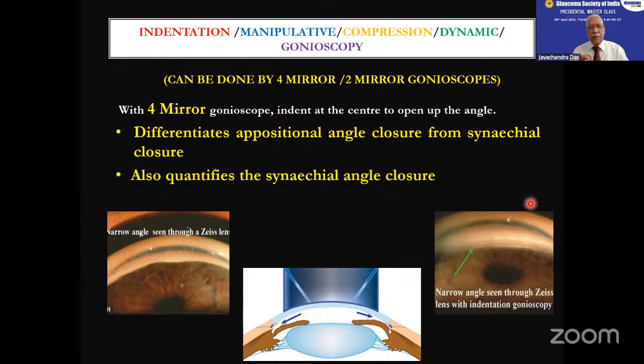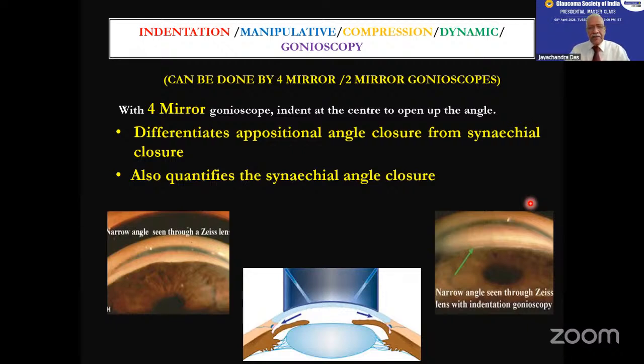When you press on the central cornea, the aqueous is driven to the periphery and pushes the peripheral iris, and you can see whether the angle closure is positional or synechial. Then, of course, you can also see the extent of synechiae in the angle. It is called indentation, compressive or dynamic by different authors, but it is the same procedure, which uses a 4-mirror gonioscope.